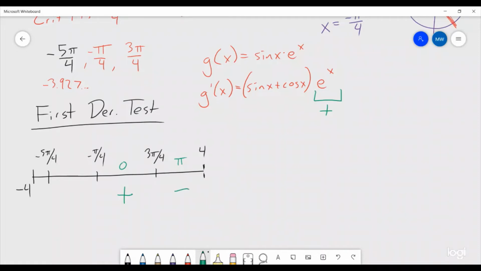So we have a negative times a positive. And then if we were to plug in something in this range, like negative pi, that's going to be negative. And if we continue this pattern, we would find that this is going to be positive.